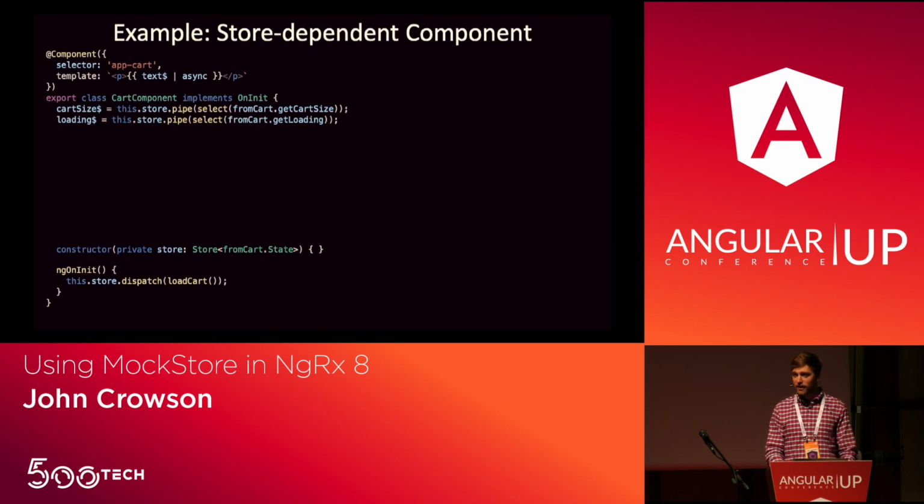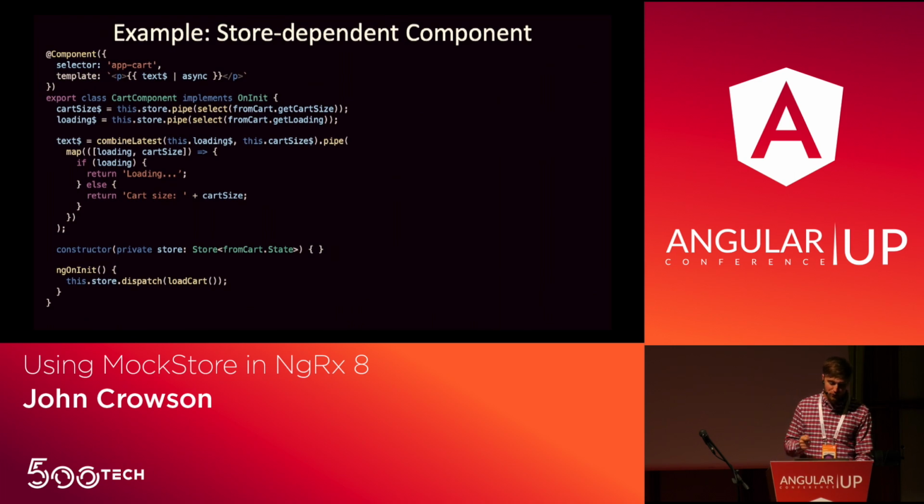And then the loading selector is going to tell us whether or not the API call is in progress so my component can react. And then finally, I'm creating this text observable, which is combining both the loading state and the cart size. And it's going to emit a string. If the loading selector is true, it's going to emit the loading string.